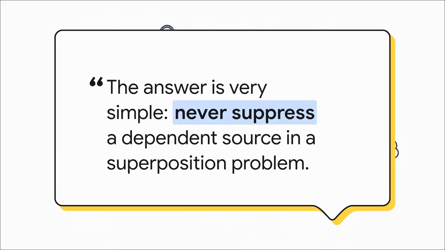And here it is, the rule itself, laid out in no uncertain terms by the classic textbook from Centuria and Wedlock. It says, and I'm paraphrasing here, the answer is very simple. Never, ever suppress a dependent source. You apply superposition to the independent sources, sure, but the dependent ones, you leave them alone. It's not a suggestion, it's presented as an absolute ironclad law.